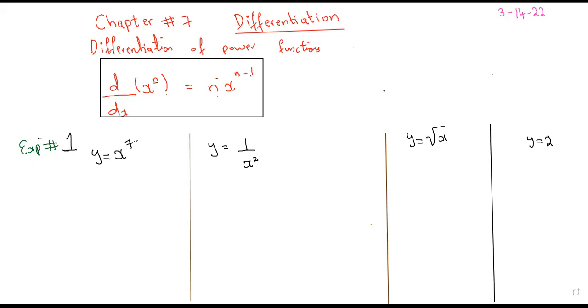Yes, Munja? Any idea? With the first one, y equals x to the power 7. That will be 7x to the 6th power. Very good. That is correct. So dy by dx would be 7x to the power 6. What about this one?